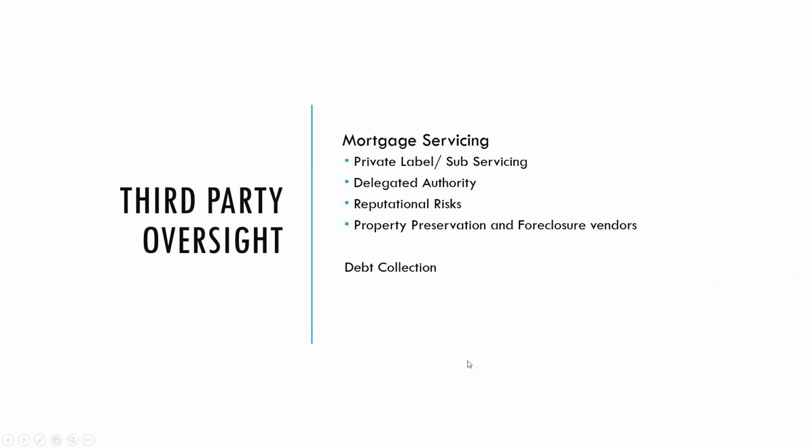Brad, next slide. I believe this is the last slide, so we're right about on time. Third-party oversight. One thing you also want to look at here as you start to see an uptick in default is your third parties. The two of them that are going to be of importance first are mortgage servicing vendors and debt collection vendors. So within mortgage servicing, if you're utilizing a private label servicer or a sub-servicer, did you give them delegated authority for your loss mit?